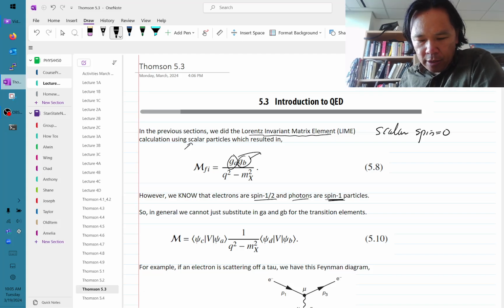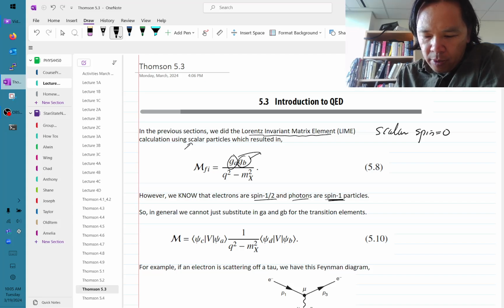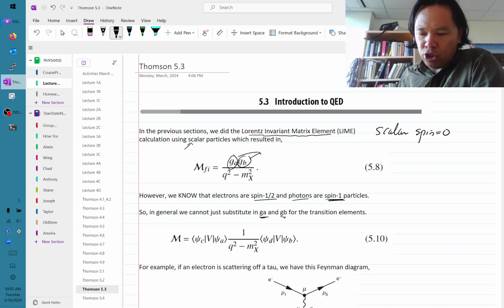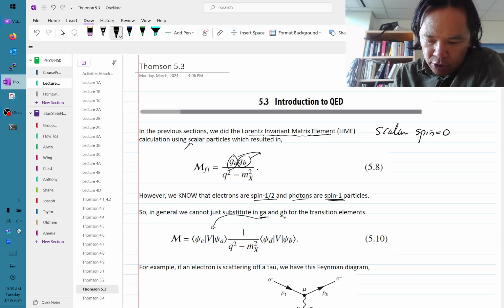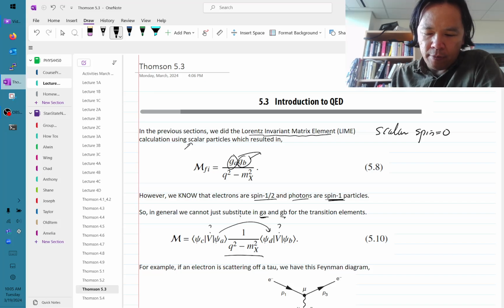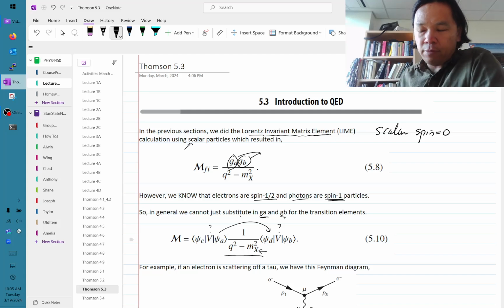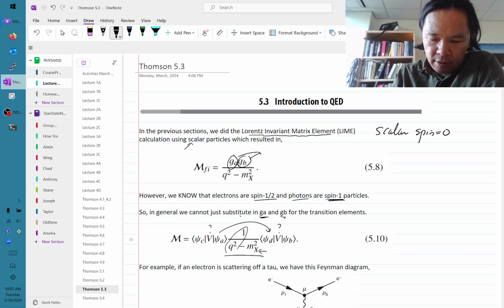So how do we deal with this? In general, we can't just sub in these G_A and G_B in the transition elements. So this may be G_A, this may be G_B, and we actually have to make this calculation. How do we find this stuff? The propagator is the same. In fact, for quantum electrodynamics, since the particle being exchanged is a photon, the mass of a photon is 0. So therefore, it even simplifies quite a bit, without this mass term here.